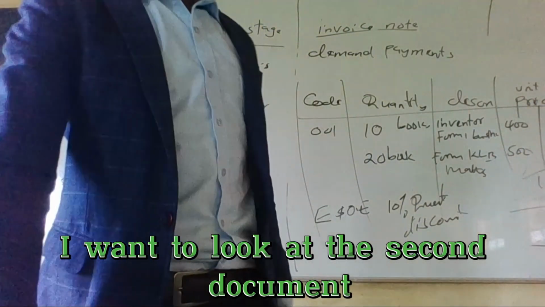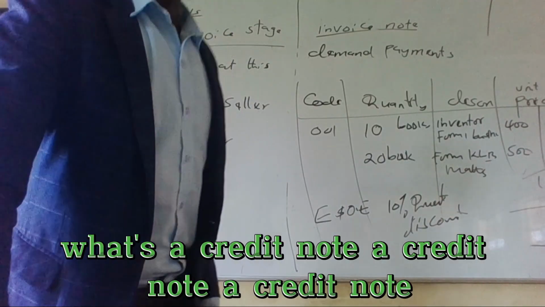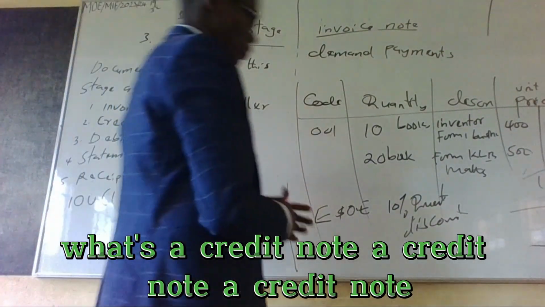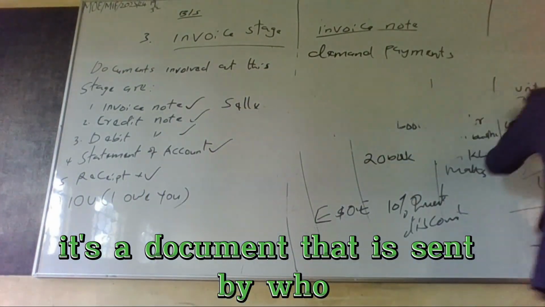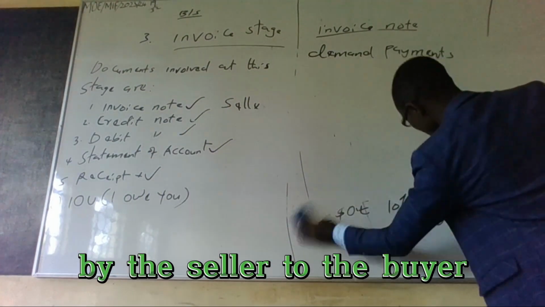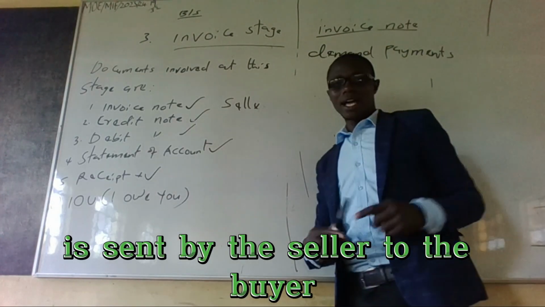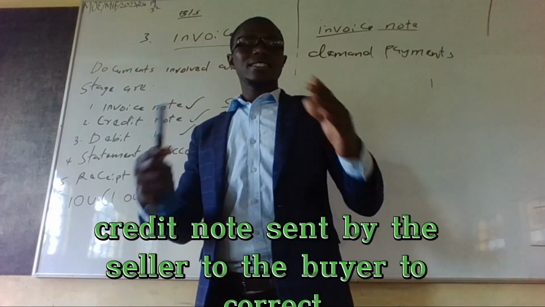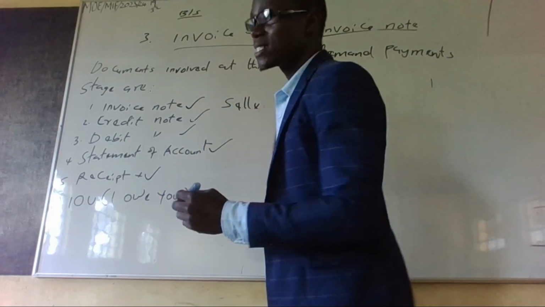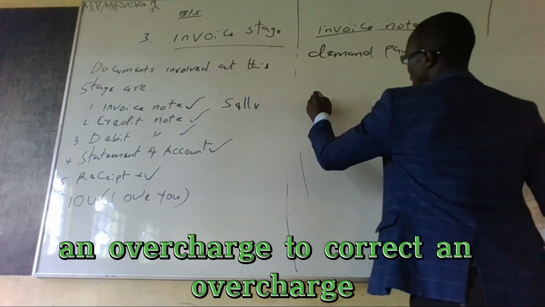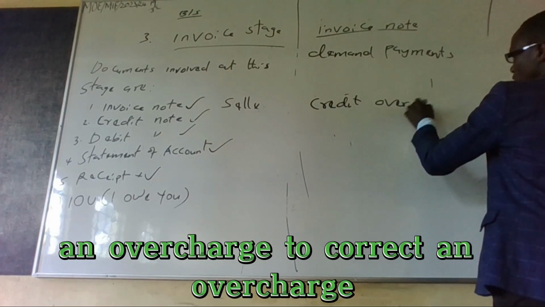I want to look at the second document, which is called a credit note. What is a credit note? A credit note is a document that is sent by the seller to the buyer to correct an overcharge.